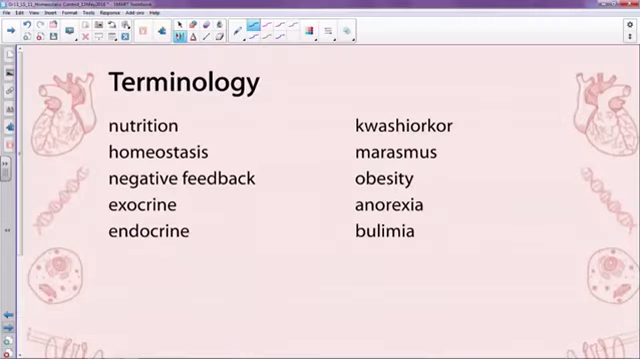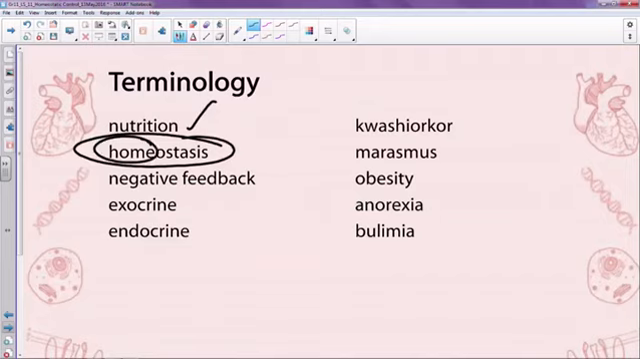Cool. So let's look at some terminology before we get into the context of homeostasis. We've discussed nutrition and we looked at the processes involved in nutrition in the past. Today we're going to unpack homeostasis, and we said that homeostasis is made up of home and stasis, essentially home being environment and stasis being constant. So it's a constant internal environment that the body needs to maintain.